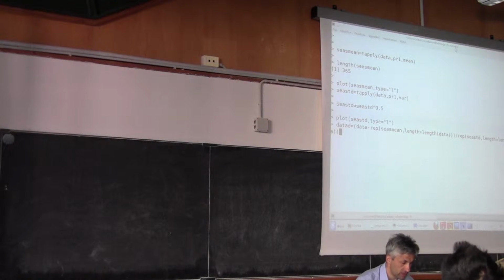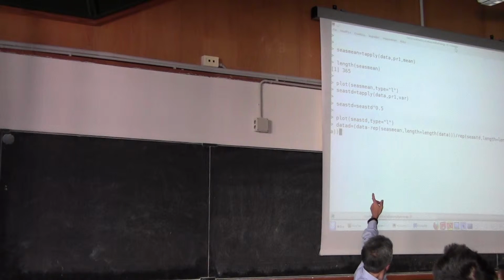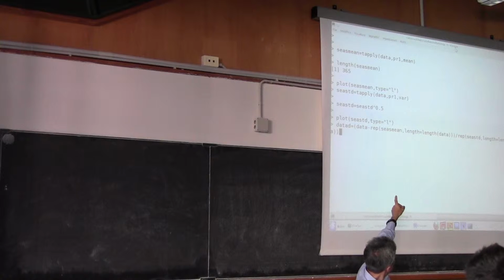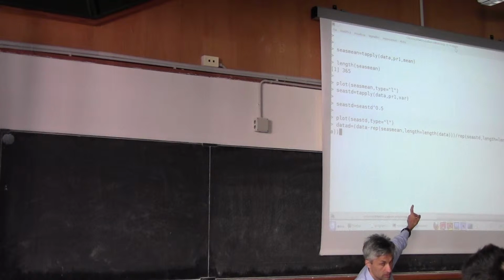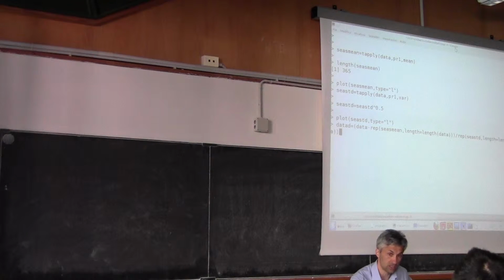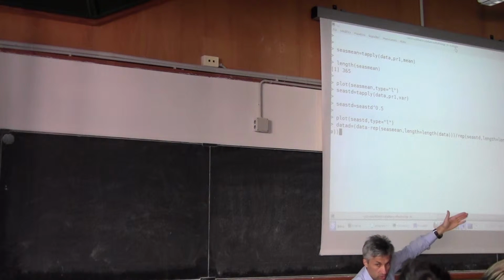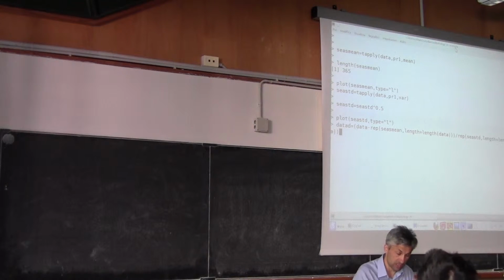Look, I call the deseasonalized series data D, and basically it's obtained by subtracting from the data the repetition of the seasonal mean for a length which is equal to the length of the data, because the seasonal mean is 365 long. In order to be able to subtract two vectors, I have to make them the same length, and therefore I repeated the seasonal mean to get to a length which is the same as the original series.